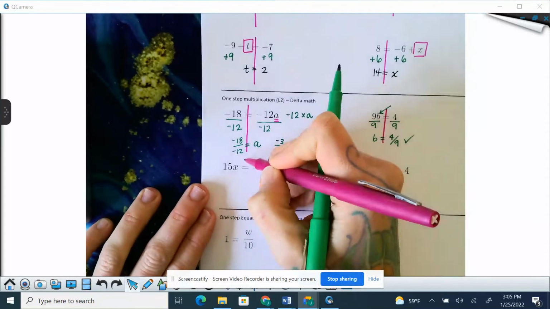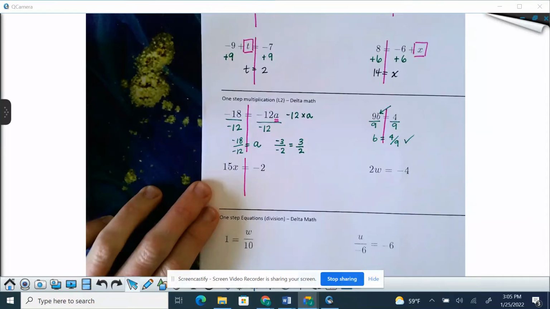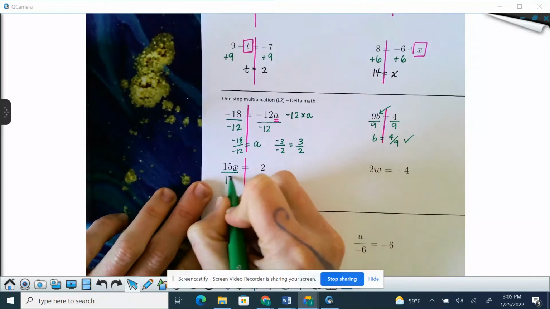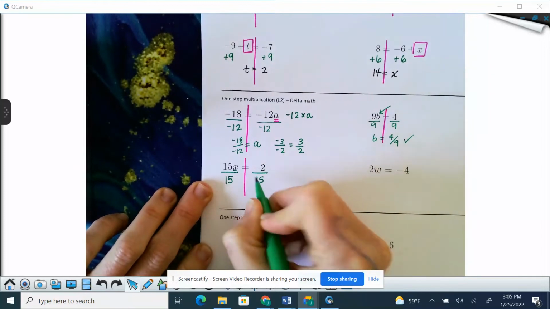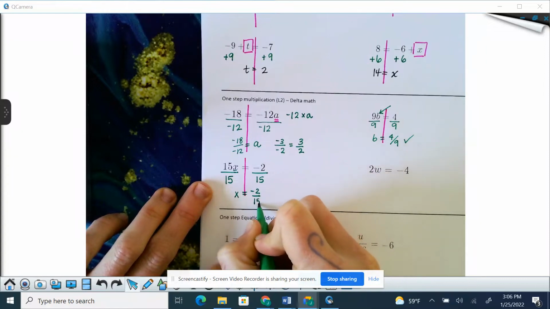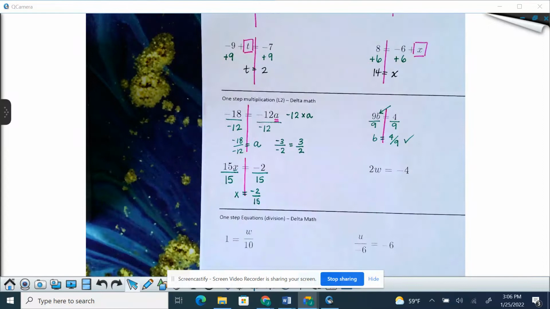So then our next one, 15 is attached to the x, so this is where our variable is. So we're going to divide both sides by 15. So x equals negative 2 over 15. Be careful, because that's one of the places that somebody will drop that negative just out of carelessness, just not paying attention. You're just excited because you're done and you jump. So be very, very careful to pay attention to your positives and negatives.